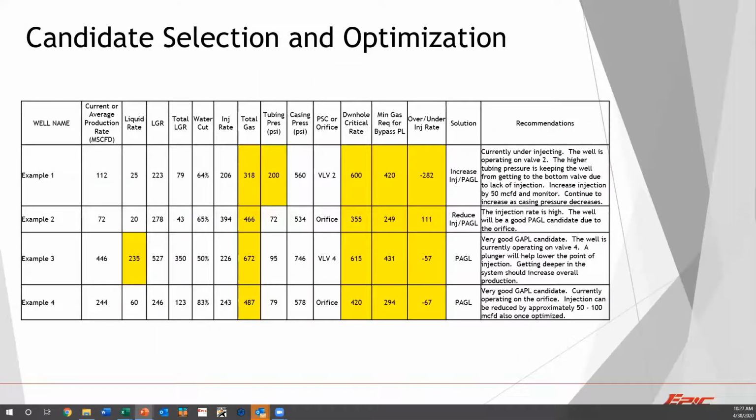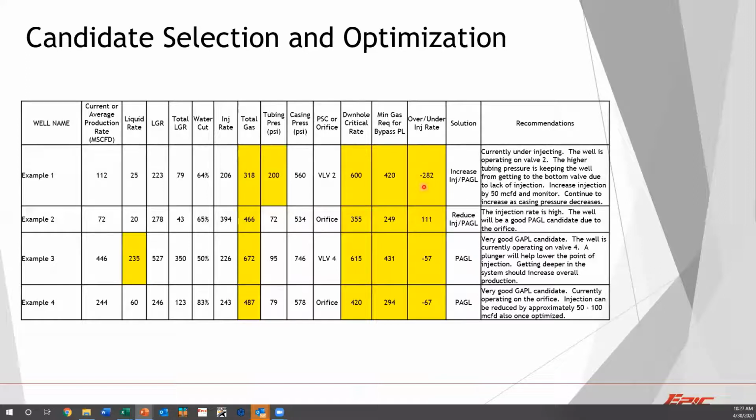Now we can start taking a look at an example to figure out how I'm going to identify what a good candidate is and how I can optimize the system. So I'm going to collect my average formation gas rates, my average or good total fluid, my water cut, here's my injection rate, and here's my total gas rate. My surface pressures, I've compared my casing pressure to my PSC, and I've identified that I'm on valve 2, the second valve from the bottom. My critical rate in this case is 600 MCF. So I am actually under-injecting on this well by 282 MCF.